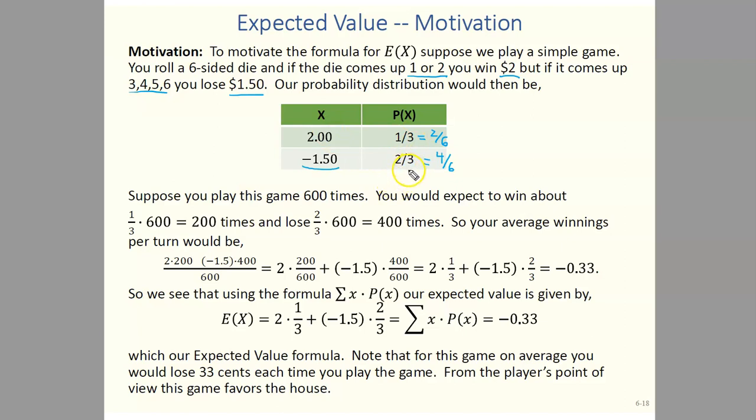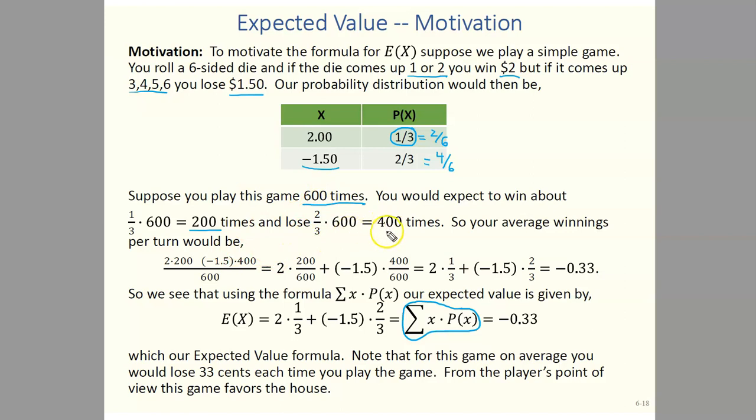Now, to understand why we do this formula for the mean, think about it like this. Suppose we play this game a lot, like I'm going to pick the number 600 times just so the numbers work out nicely. Suppose you played this game 600 times. How many times would you expect to win? Well, you would expect to win 1/3 of the time, right? So if you multiply 600 times 1/3, that's 200. You would expect to win 200 times out of the 600.